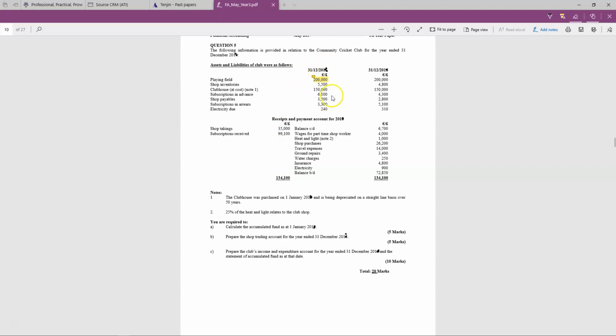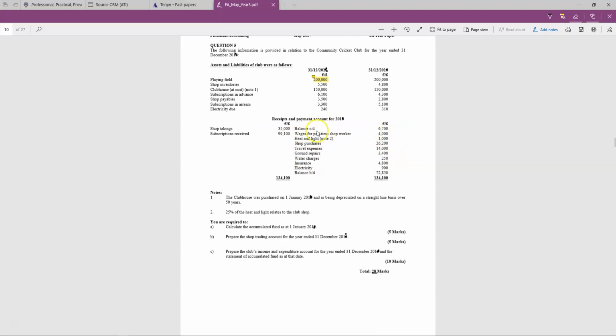So again, we have our assets and liabilities at the 31st of December 16, and our assets and liabilities at the 31st of December 17 listed under here. Then we've got our receipts and our payments. So similar to our bank account, on the debit side here is our money coming in, our shop takings and our subscriptions received, and on our credit side is our money going out.